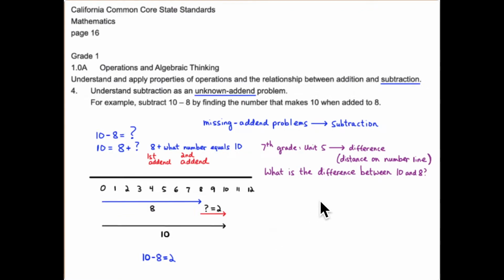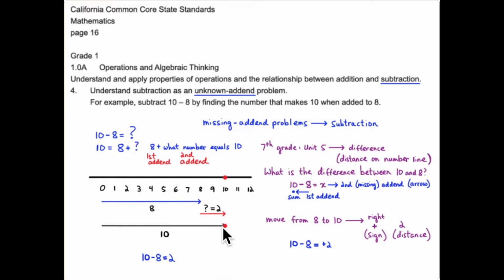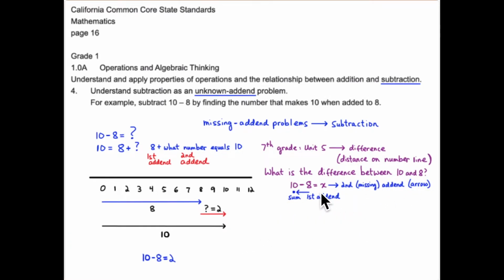In 7th grade, which is Unit 5 in 7th grade in this curriculum, then you extended that idea to the differences being not only the value 2, but what's the direction. So it's a positive 2. So what is the difference between 10 and 8? And you were taught to place a point at 10, so that's the sum. And so what is the difference between 10 and 8? 10 minus 8 is equal to x.